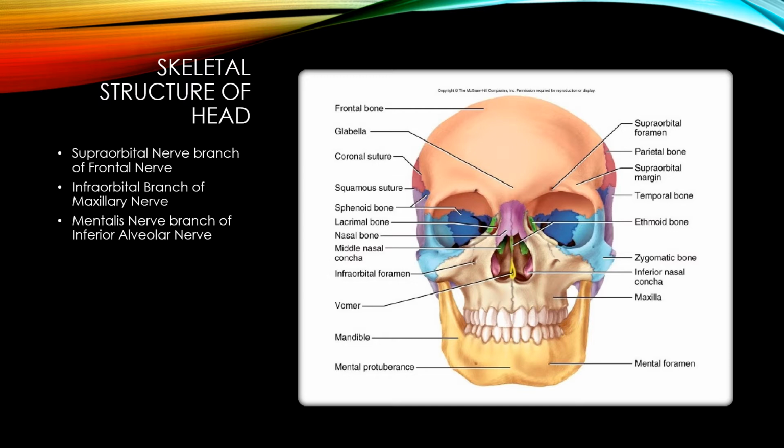The supraorbital foramen, the infraorbital foramen, and the mental foramen. The supraorbital nerve, or branch of the frontal nerves, comes out of the supraorbital foramen. There's a branch of the maxillary nerve that comes out of the infraorbital foramen, and there's a branch of the inferior alveolar nerve that comes out of the mental foramen.